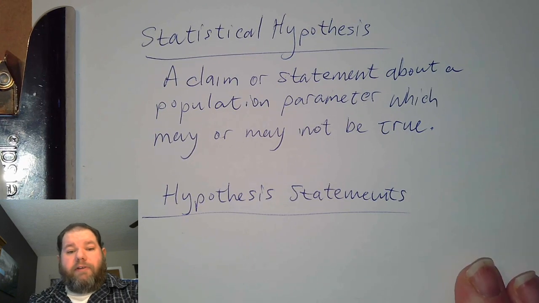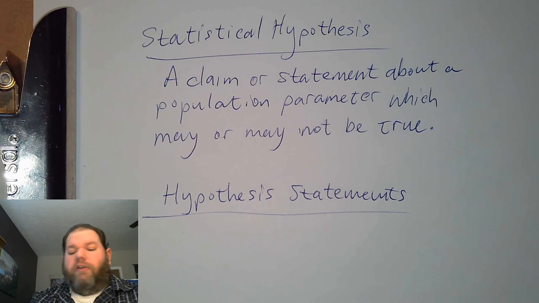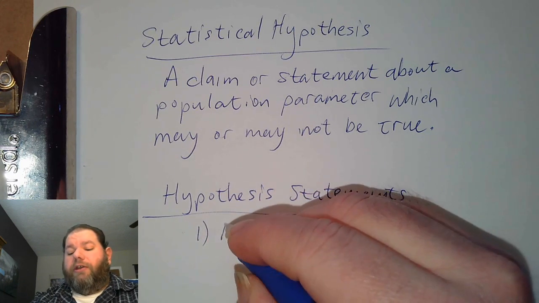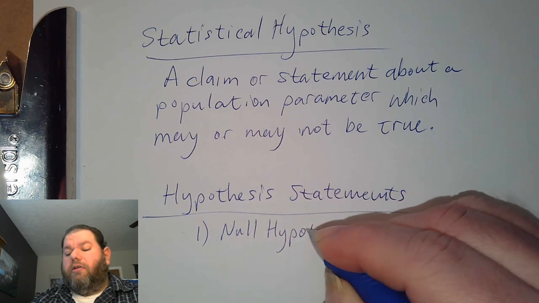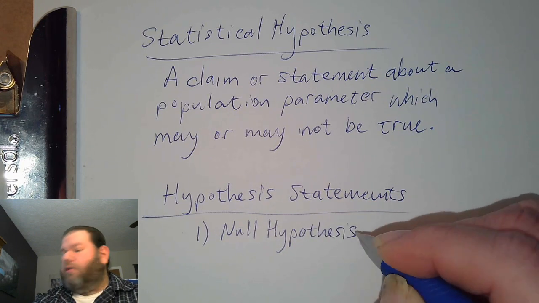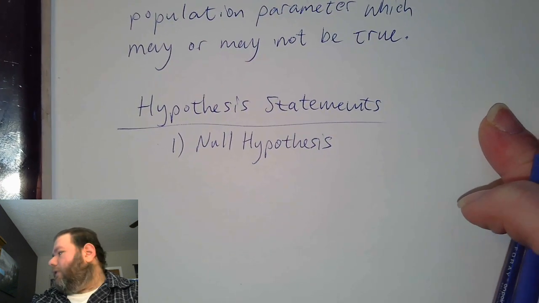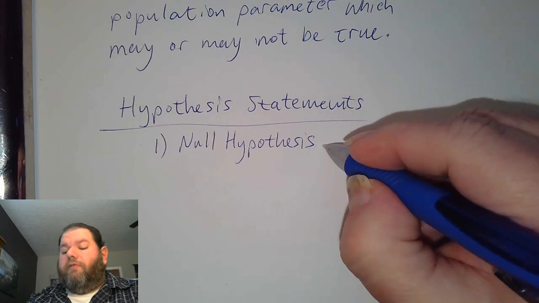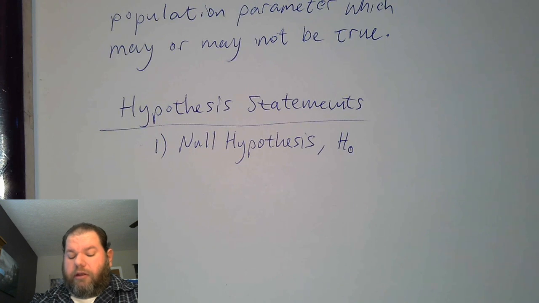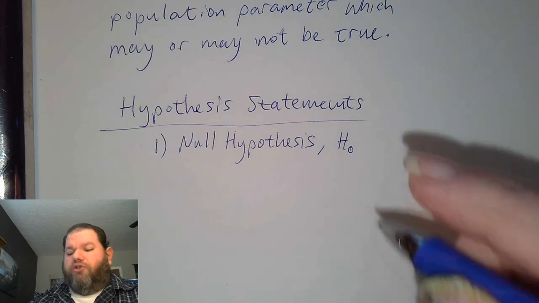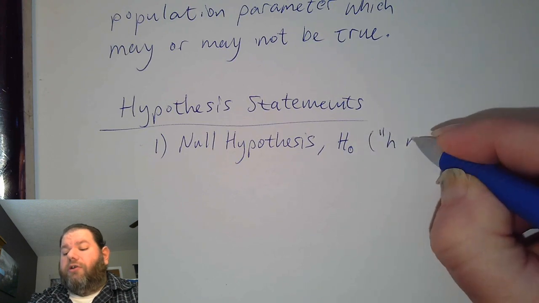Anytime we start a hypothesis test, these are the first two things that we have to address. So one, we have what's called the null hypothesis. And the null hypothesis is written as H with a subscript of 0. Now, the way that we pronounce that, generally speaking, in statistics, is H naught.